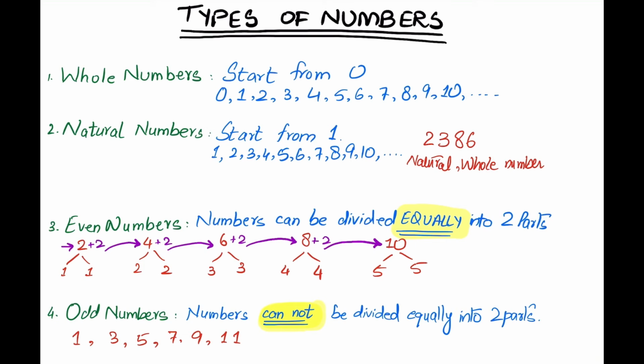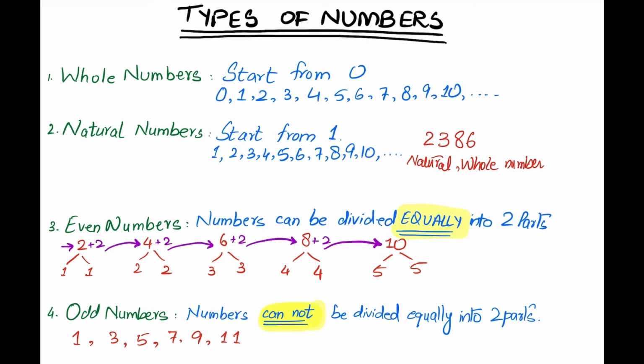Okay? So you need to remember that even numbers can be divided into two equal parts such that the two halves, when they are added together, make the actual even number. So when you add 1 and 1, you get 2. You add 2 and 2, you get 4. You add 3 and 3, you get 6. So when you add all these halves, you will always get an even number.